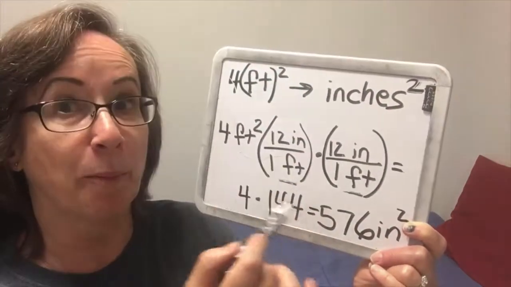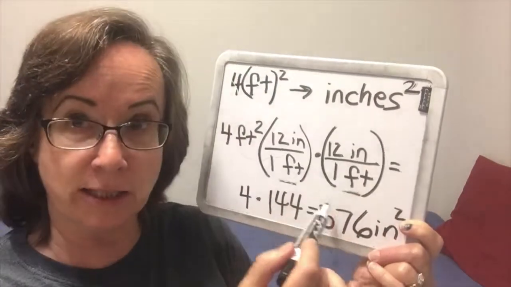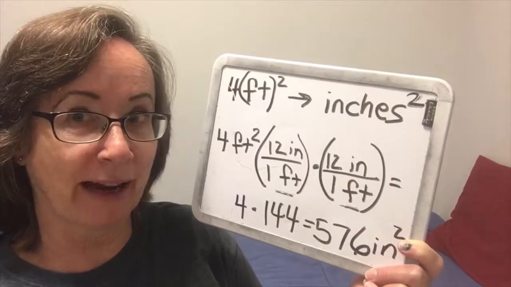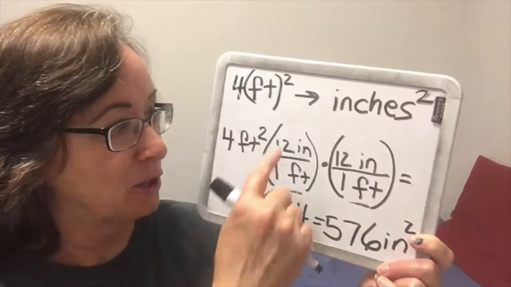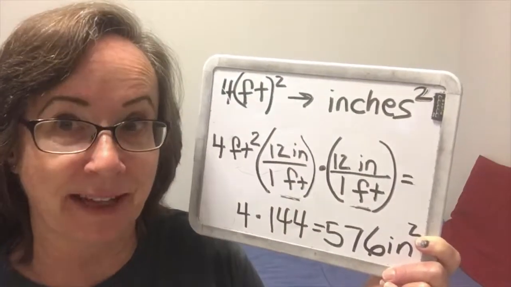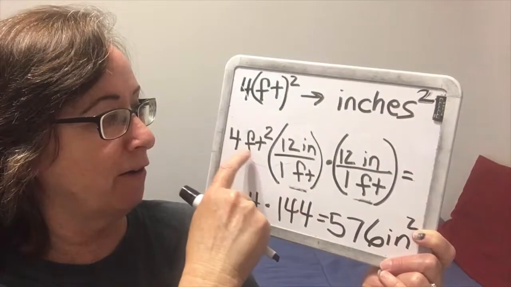So we're going to make this true. 12 inches is 1 foot. 12 inches is 1 foot. Okay, now remember, unit multipliers are equal to 1. 12 inches is equal to 1 foot. So something over itself is 1. Very good. So here we have 4 feet squared.